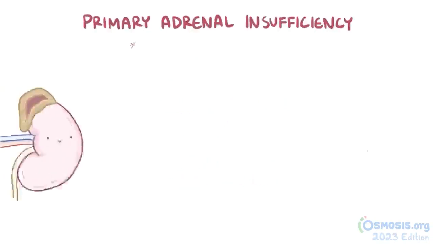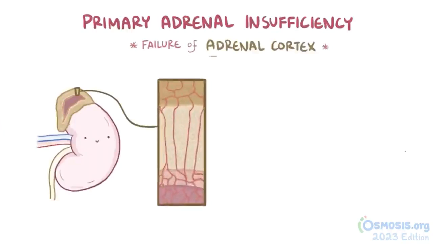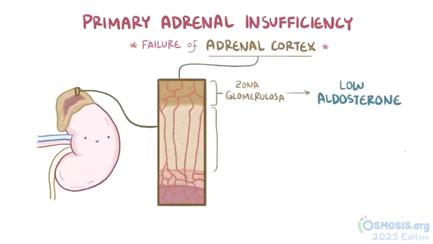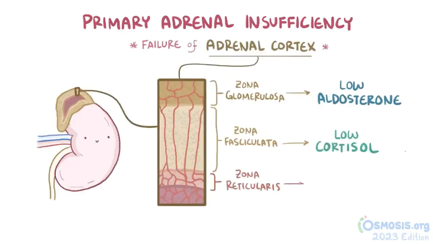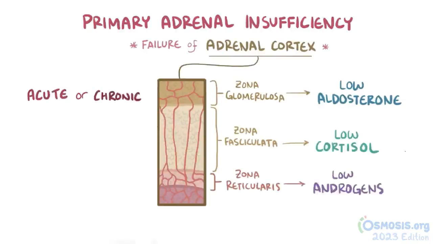Alright, as a quick recap, primary adrenal insufficiency is a failure of the adrenal cortex, specifically the zona glomerulosa, which causes low aldosterone, as well as the zona fasciculata, which causes low cortisol, and in severe cases, the zona reticularis, which causes low androgens. It can be acute or chronic, in which case it's known as Addison disease.